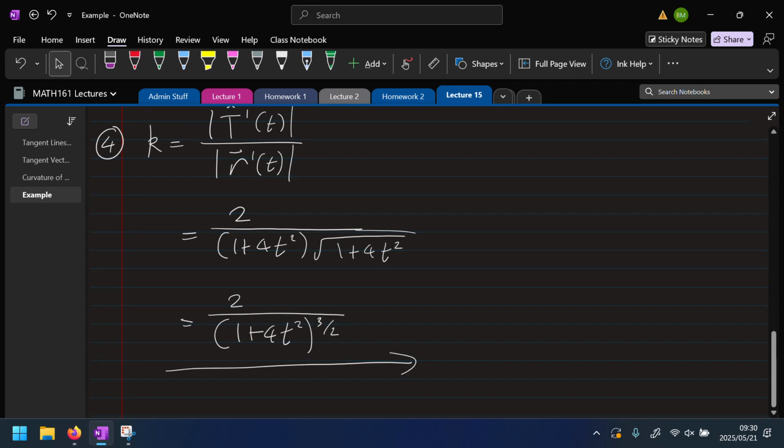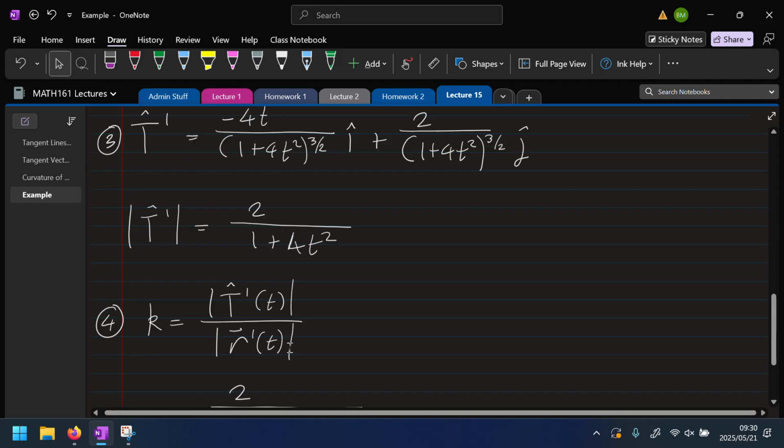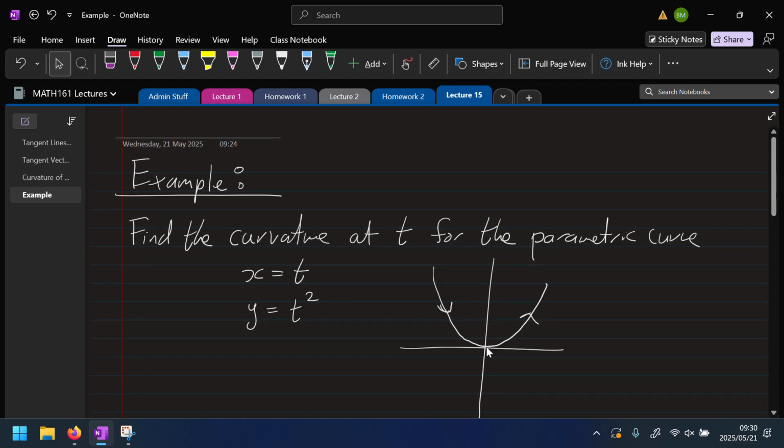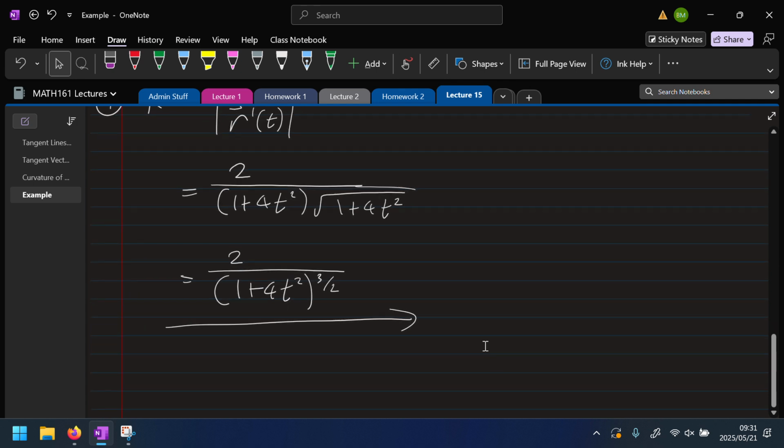Now, if you were to substitute different values of t, you would then get the curvature at different points or at different times. Okay, for example, at t equals 0, wherever the particle is at t equals 0, so the bottom point over here, the curvature over there will be 2. Okay. Any questions on this? Okay. Yeah.